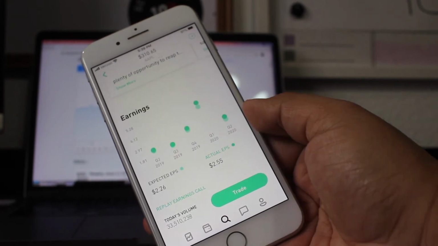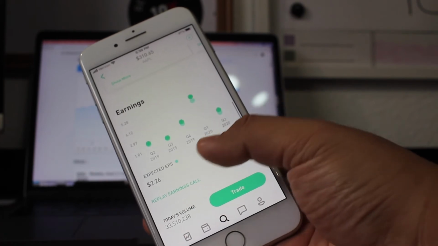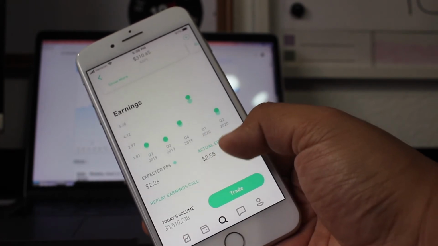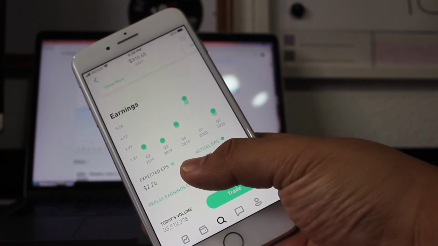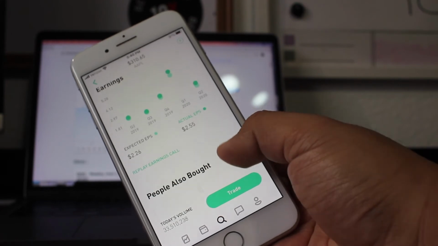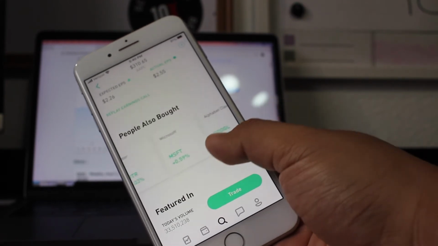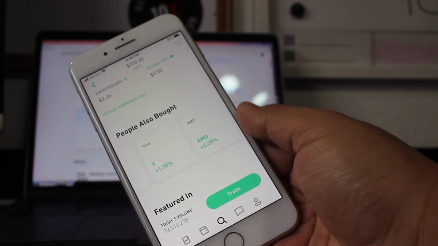Going down, you have the earnings of the past quarters. And as you can see here, we have the earnings for 2019 and up into 2020. The darker bluish green dots are the actual earnings per share. And then the more faint dots are the expected earnings per share. And you can also replay the earnings call if you are an investor of this stock. You can have a sense of what people are buying nowadays, and obviously look at a potential company in which you would like to invest in.